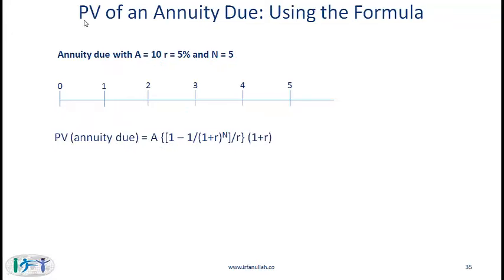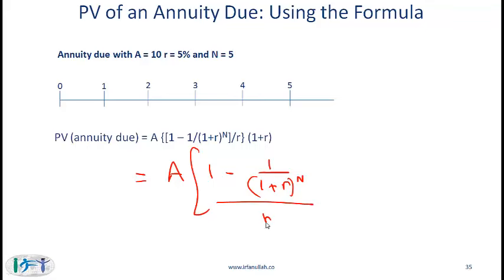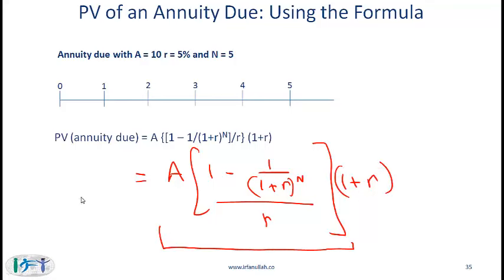You can also come up with the present value of an annuity due using the formula, and take a look at this formula. I will rewrite it for you. A multiplied by 1 minus 1 over 1 plus r to the power of n, and this entire amount divided by the interest rate, and then we multiply this expression by 1 plus r. This expression is the same as what you saw earlier. In other words, this is the present value for an ordinary annuity.